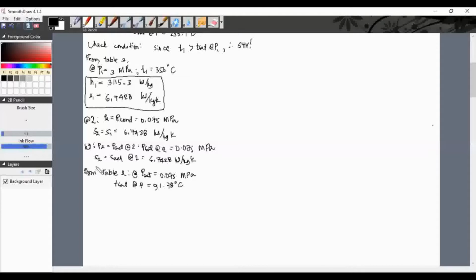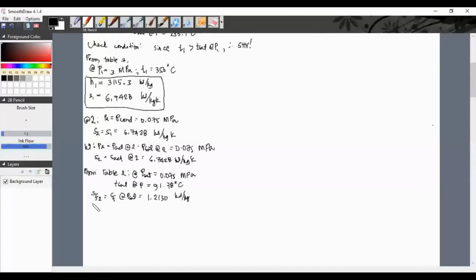So, gamitin natin yung specific entropy as a point or thermodynamic property para malaman natin yung condition ng steam, no? So yung reference sa thermodynamic property. So since S2, kukunin ko sa S sub F. That is specific entropy at what? At saturated liquid condition. So SF2, that is SF at P sat. So that is equal to what? For this table, we have 1.2130 kilojoules per kilogram Kelvin.